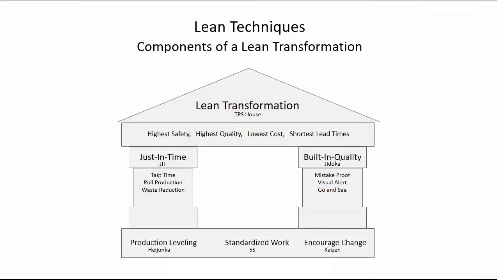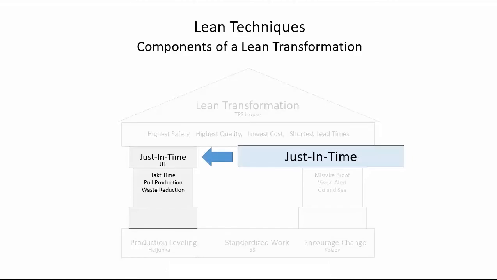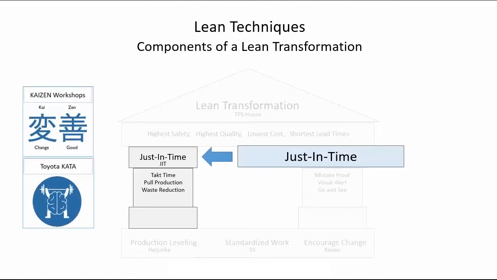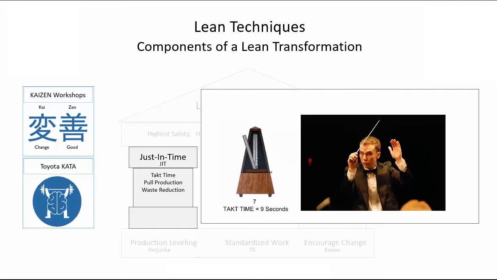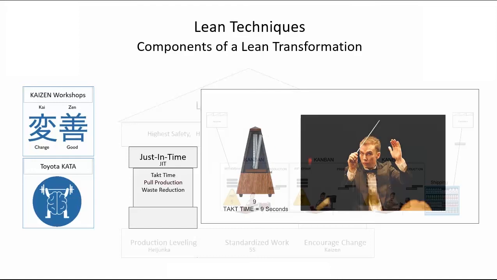Let's now introduce the continuous improvement pillar called Just-in-Time. The Just-in-Time pillar of an effective lean transformation focuses on establishing the takt time, creating a pull system, and eliminating waste. We'll be exploring takt time in a few minutes. However, as an introduction, takt time is the pace or rhythm needed to keep up with customer demand. In other words, the process needs to produce one product or service at this pace or quicker in order to keep up with customer demand.